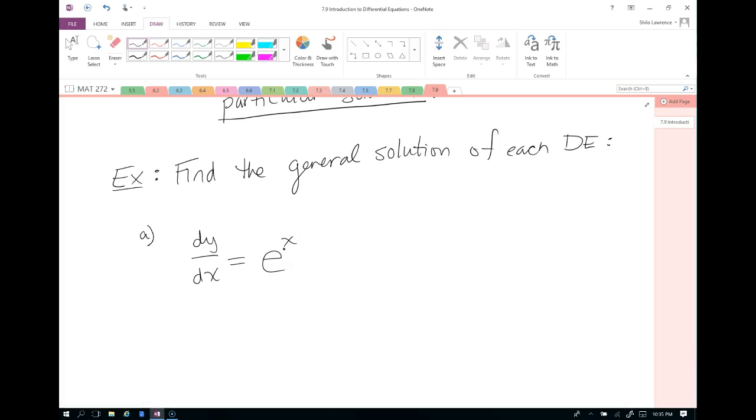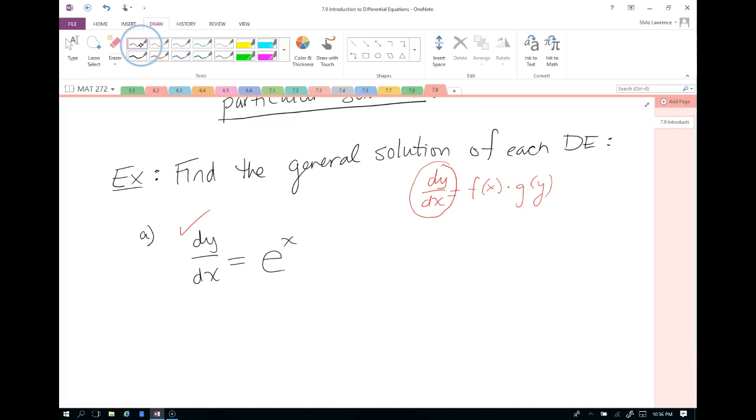So there's a couple things we need to think about to get this into the proper separable format. Remember, separable format is when we can get dy/dx equals f of x times g of y. So we always want the dy/dx alone on the left, so that's done. And then we want to make sure the right-hand side is written as a product of a function of x and a function of y. So right now we just have e to the x and there's no y's.